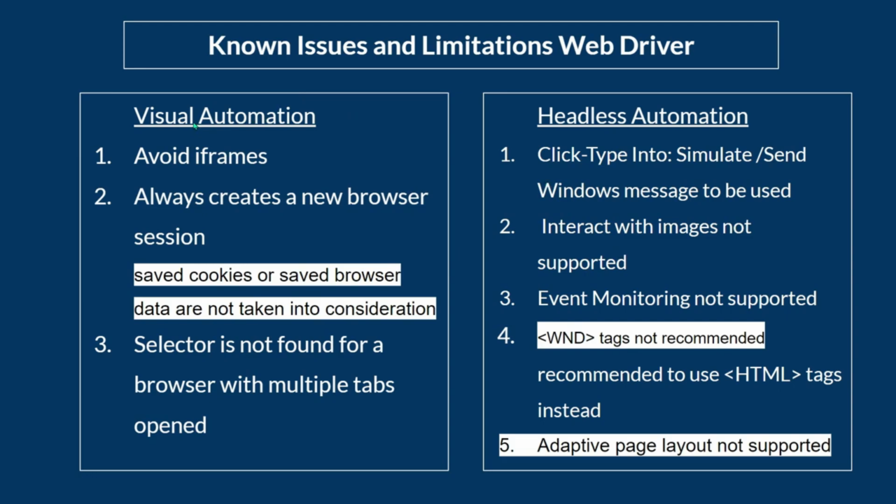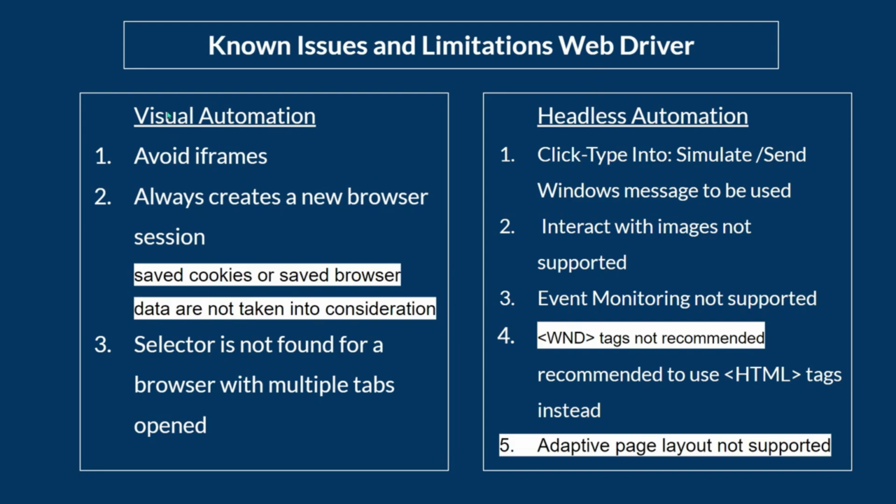One having limitations of visual automation, the other one having limitation of headless automation. Now making note of this might help you in your exam. Now I am going to discuss each of these points one by one. Let's start with the very first one, which is visual automation. Using WebDriver, we can do two kinds of automation we have seen in our previous video.